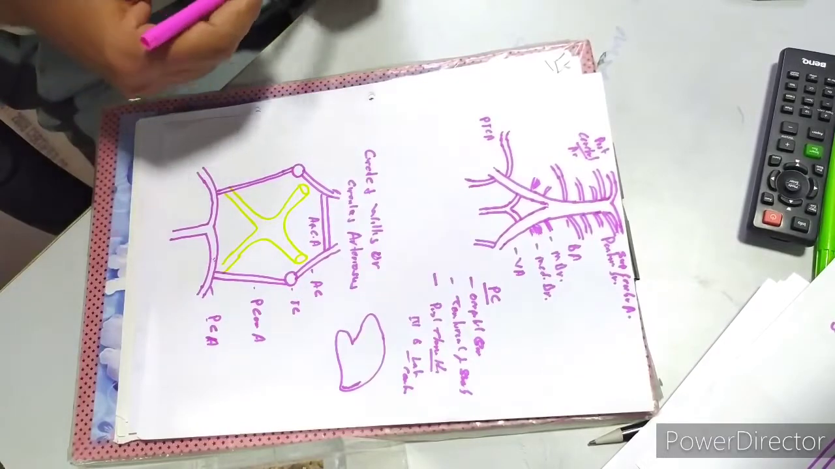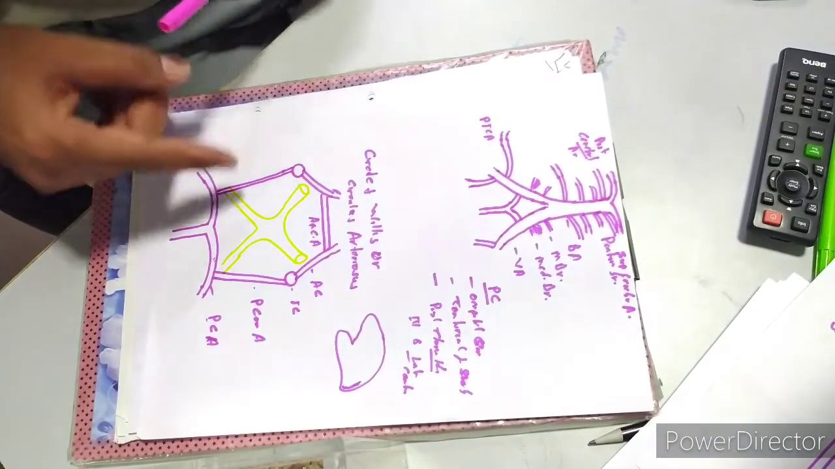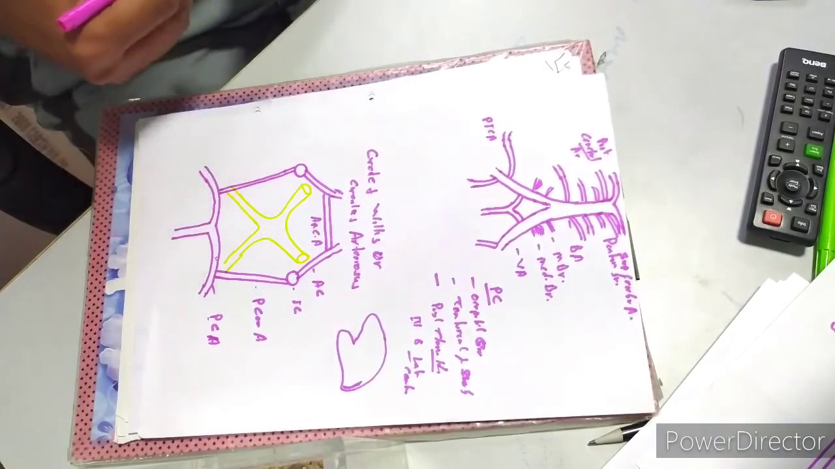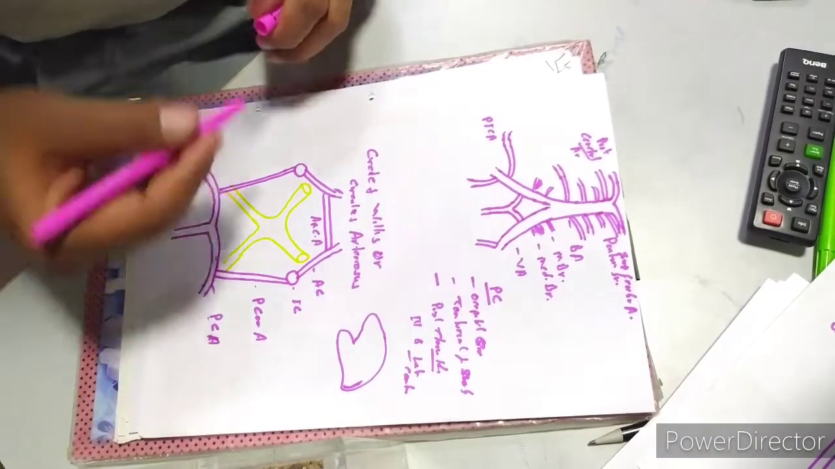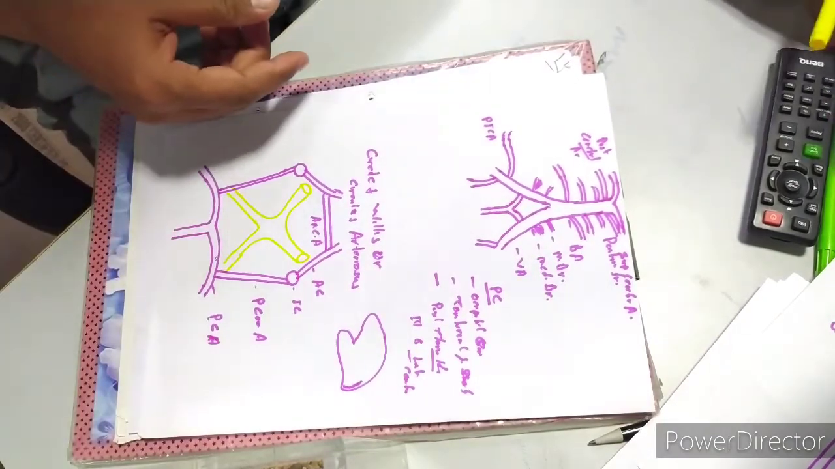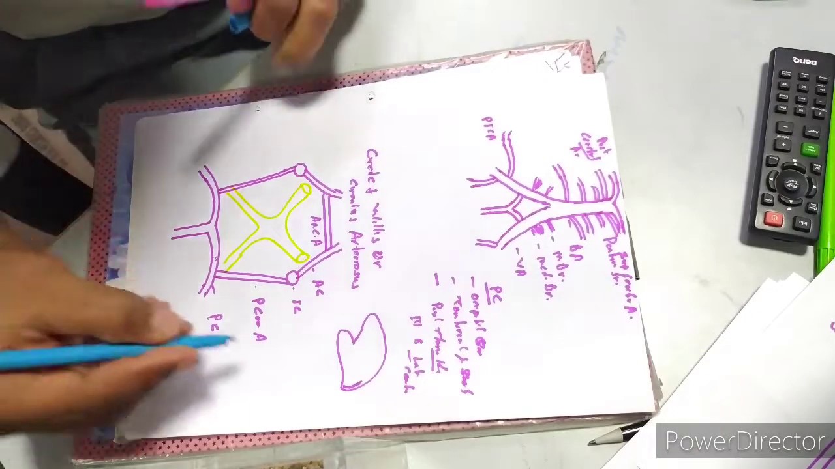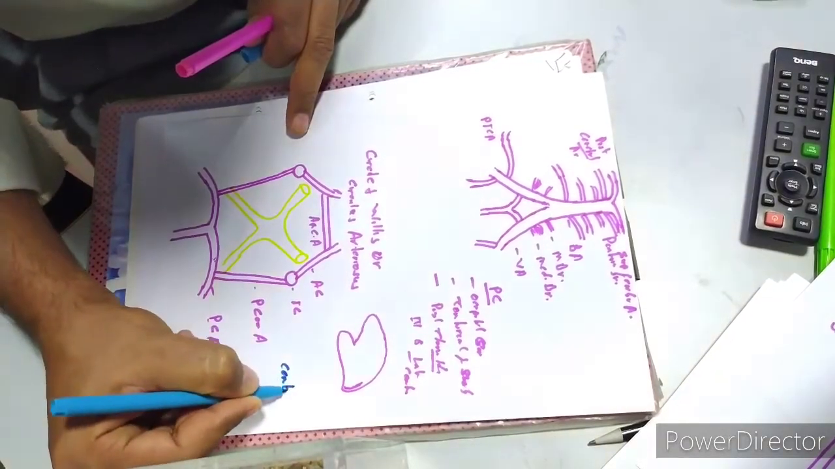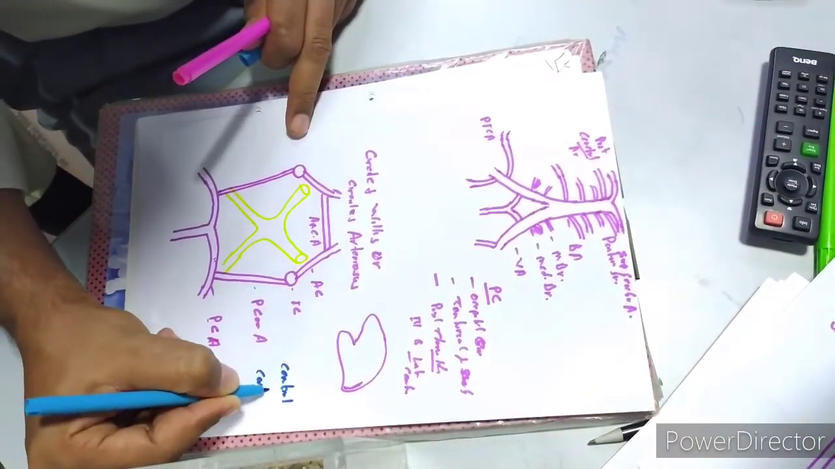Now, what are the branches of this circle of Willis? Two types of branches are there. One is the central branches and the other is the cortical branches.